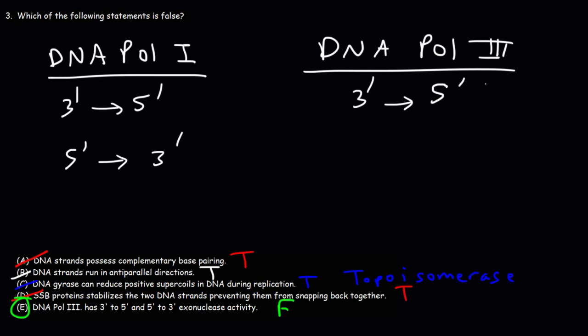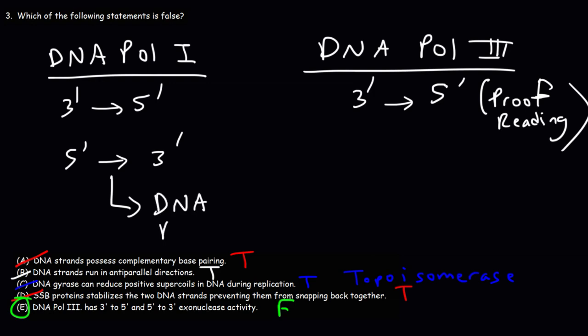The 3-5 exonuclease activity has to do with the proofreading functions of DNA polymerase 1 and 3. They can both do that. DNA polymerase 1 can remove the RNA primer, and it can also function in DNA repair. This is due to the 5-3 exonuclease activity of DNA polymerase 1. And so that's why E is false. It's because DNA polymerase 3 doesn't have the 5-3 exonuclease activity.